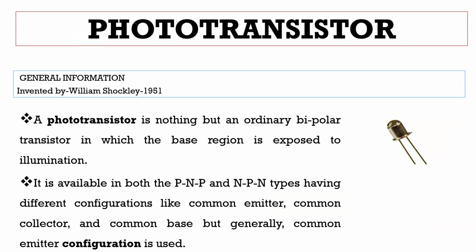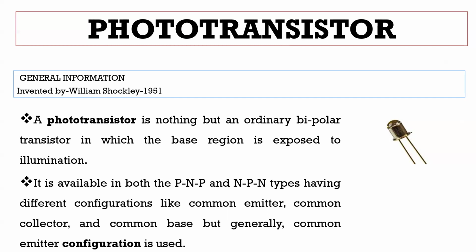So, the base region is exposed to illumination. Exposure to light means which region is illuminated? The base region is illuminated, and it was invented by William Shockley in the year 1951. And this is the structure of the phototransistor with two terminals.